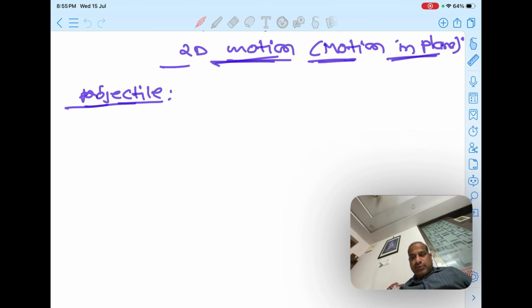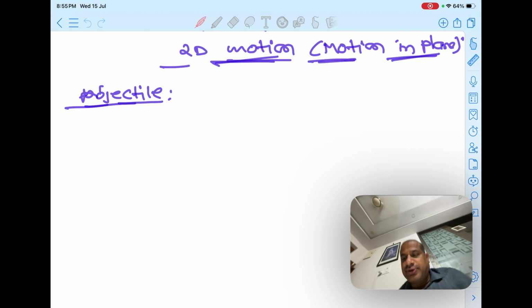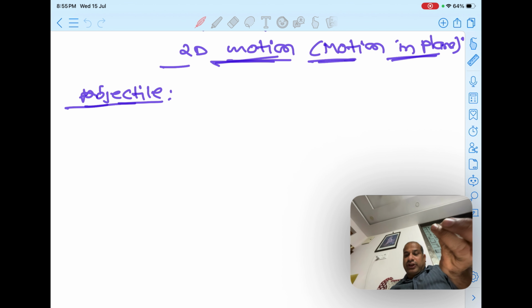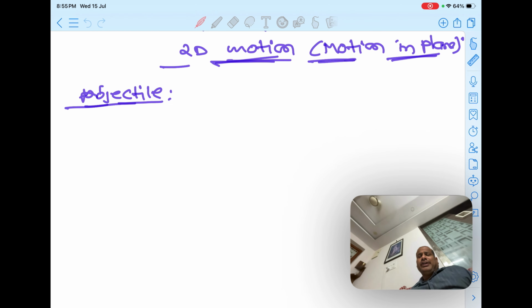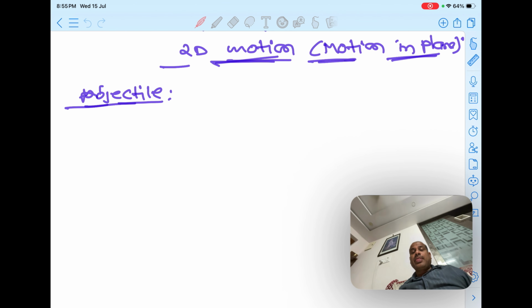Okay, now currently in 2D motion, motion in the plane, we restrict our attention to the motion of an object in a gravitational field. Okay, see, in 1D motion we have seen a body projected vertically upward, also a projectile. A body projected horizontally, projectile. A body projected at some angle, also a projectile. So now anyhow we have discussed in 1D motion that the motion of an object is constrained to move only along one direction.